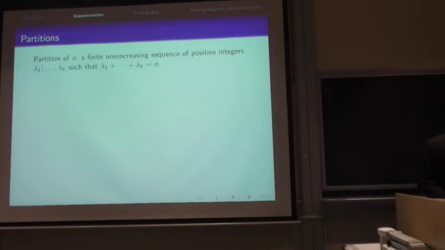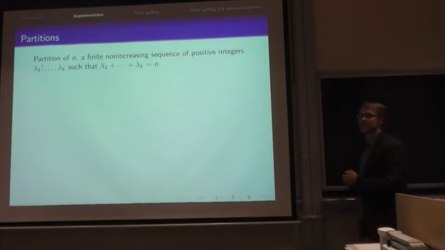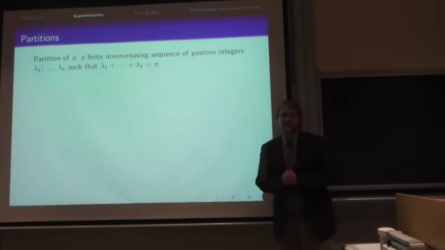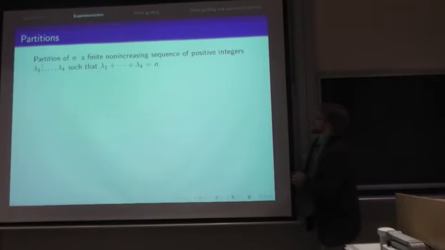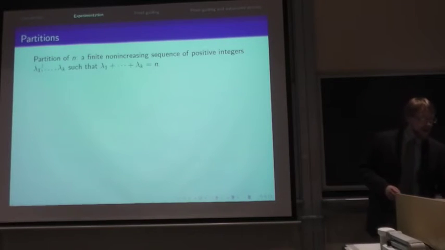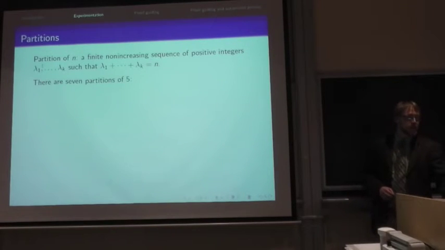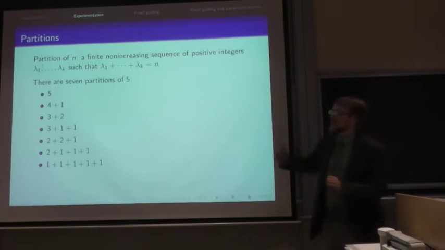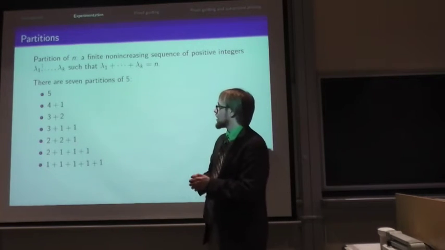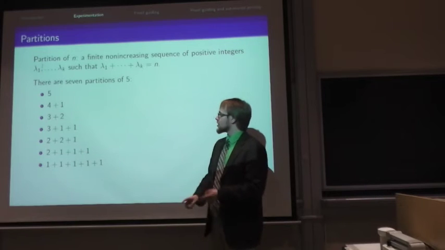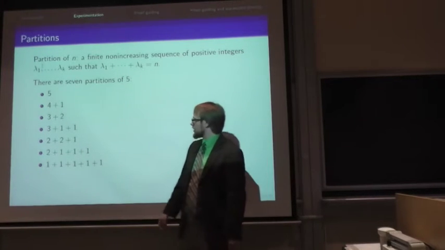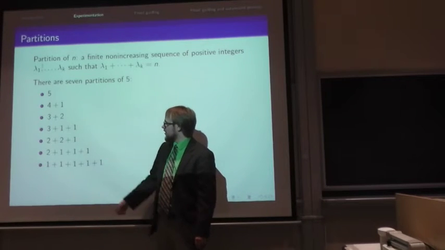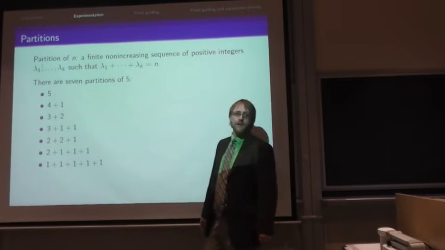Okay, so first off, experimentation. This was most common in my partition identities part. So here's a definition of a partition of n. It's a finite non-increasing sequence of positive integers that add up to n. So for example, there are 7 partitions of 5. You can verify for yourself. Note that we assume that we go from biggest to smallest. So you can't say 1, 3, 1, that's already covered by 3, 1, 1.